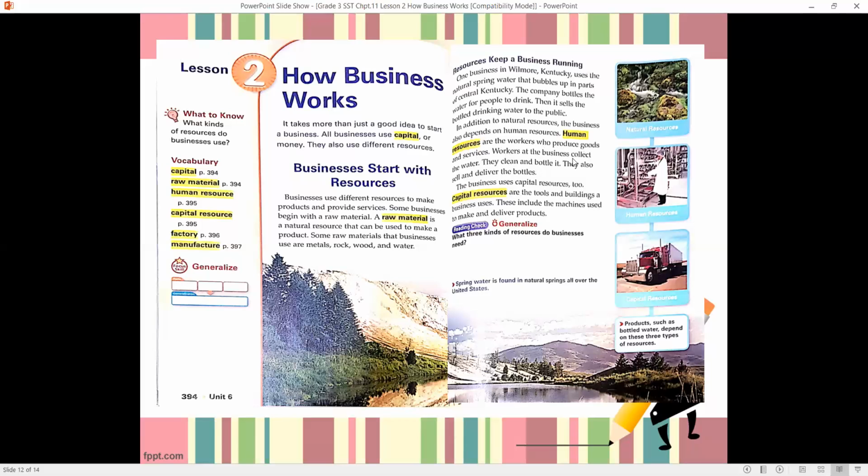Workers at the business collect the water. They clean and bottle it. They also sell and deliver the bottles. So what do the workers do? After the water is collected from the spring, where you can see the natural resource, the water, is collected, the workers will clean the water, and keep the bottles clean. They'll see that the water is filtered and put into the bottles. And after the water is put in the bottles, they sell it and they deliver the bottles.